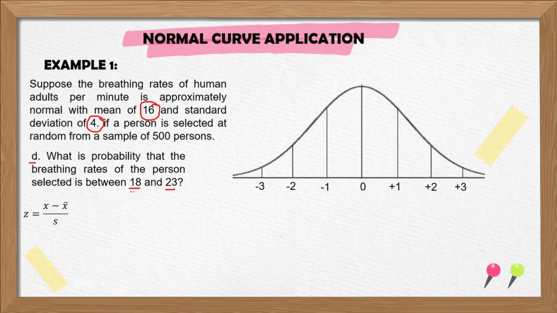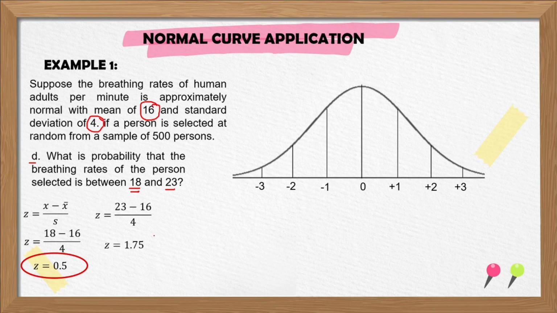So unahin natin yung 18. 18 minus 16 over 4. The answer is z is equal to 0.5. Now, let us substitute 23 into the formula also. So, 23 minus 16 over 4. So, z is equal to 1.75.